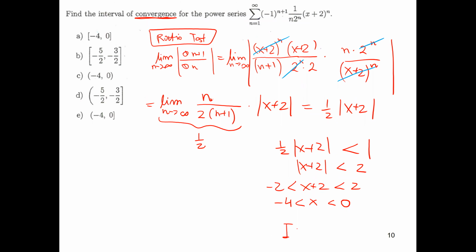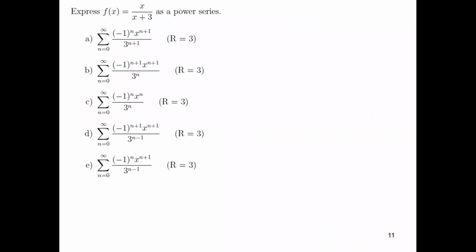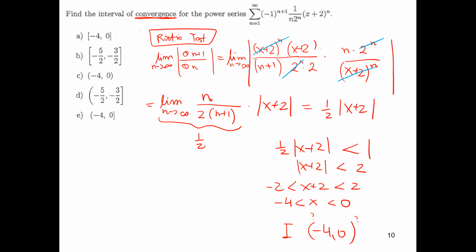Okay, my interval looks like from -4 to 0. But we know that we have to test the endpoints. Okay, from -4 to 0. But do we know whether -4 will give me the convergence, or 0?